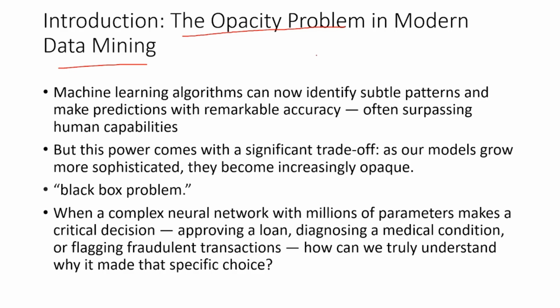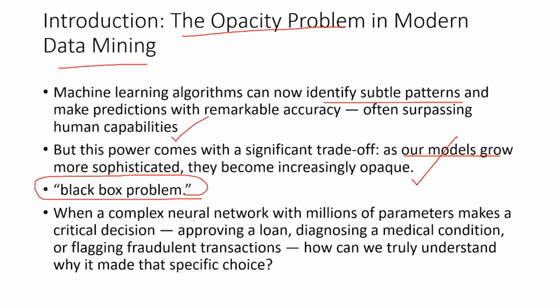Modern machine learning algorithms can identify subtle patterns and make predictions with remarkable accuracy. Often they surpass human capabilities too. But this power comes with a significant trade-off. As our models grow more sophisticated, they become increasingly opaque. This is what the black box problem is.